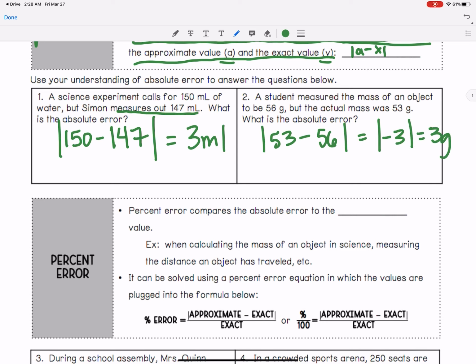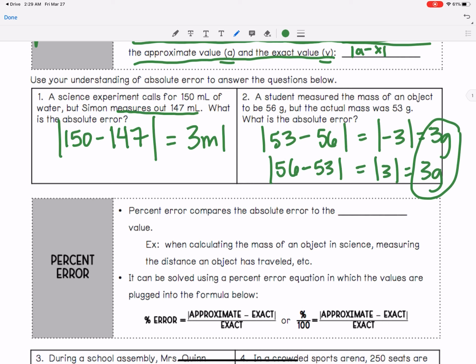3 grams. Now, when I first went over this, I thought, well, why aren't the numbers the other way? Shouldn't it be the other way? That was just me. It just didn't make sense to me the way that things were set up. But as I looked at this, I noticed that if you did 56 minus 53, you would get the absolute value of 3, which is, once again, 3. Notice here we get the same answers.